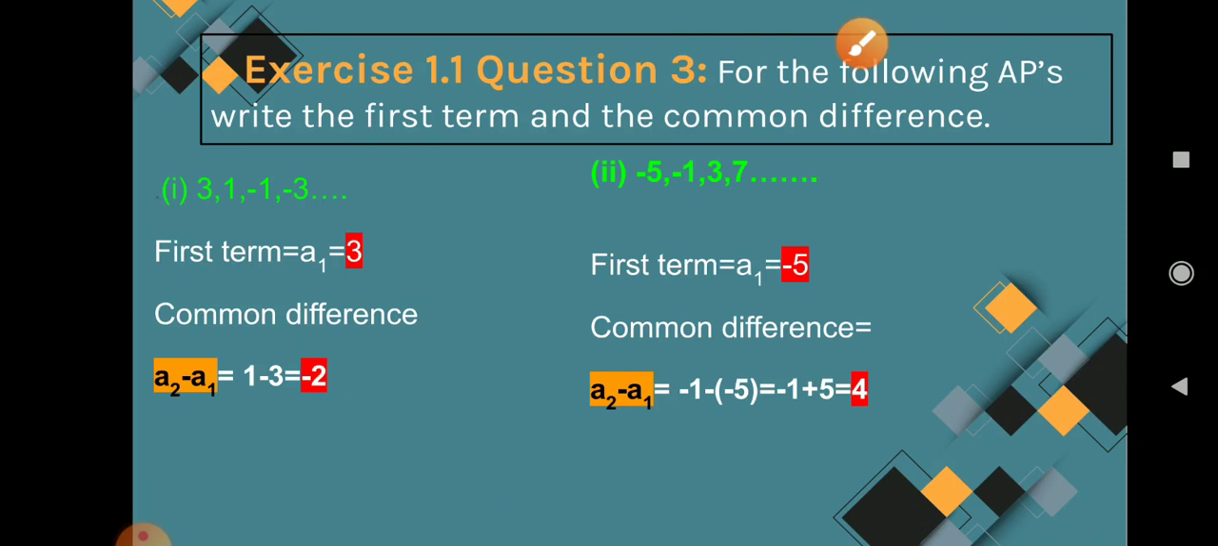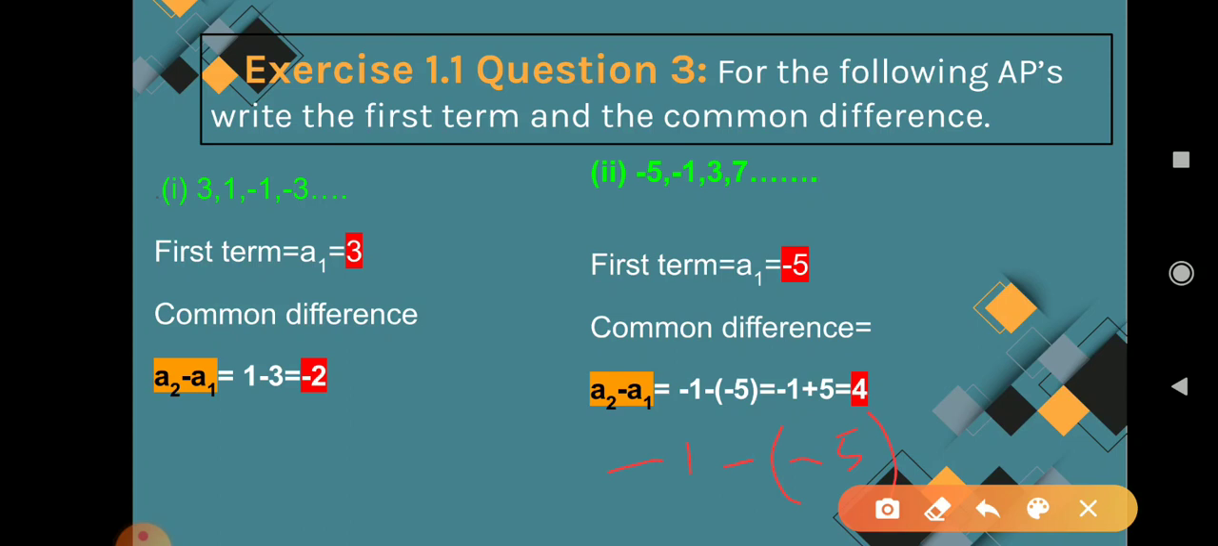Second sub question, minus 5, minus 1, 3, 7. So the first term is minus 5. The first number itself is minus 5. So they consider it as first term minus 5. Common difference A2 minus A1. So here A2 is minus 1. So minus 1 minus of A1, which is minus 5. So minus 1 minus of minus is plus. So minus 1 plus 5 is equal to 4. So here the common difference is 4.